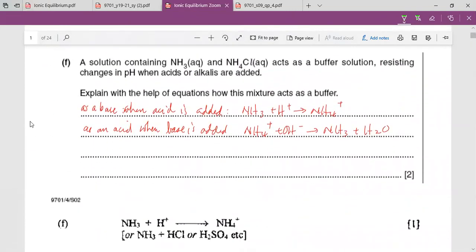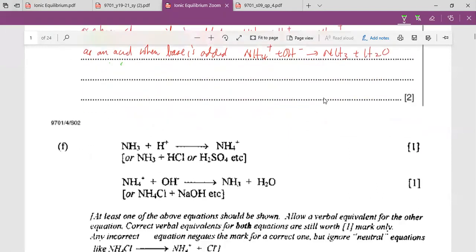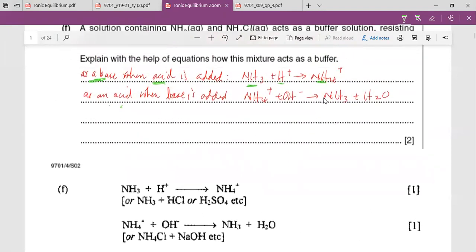Okay, here. A solution containing ammonia and ammonium chloride acts as a buffer, resisting change in pH when acid or alkali is added. Explain with the help of equations how this mixture acts as a buffer. Very simple. When acid is added, they act as a base. That means the base here plus H+ gives you ammonium ion. And as an acid when base is added. Now this is the marking scheme. Ammonia NH3 plus H+ gives ammonium. It means acid is added.